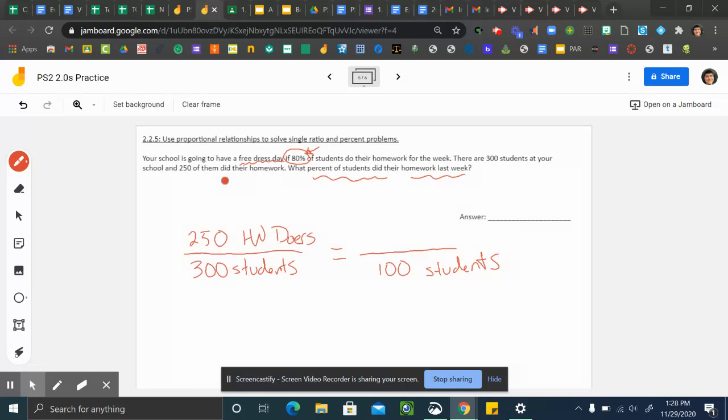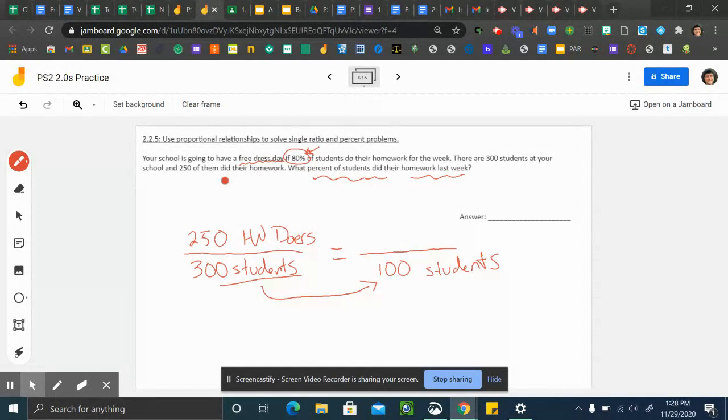right? And so we could say, how do we go from 300 to 100? Well, we can't subtract 200. That doesn't make sense. You can't take away 200 students because taking away 200 homework doers would be a 1-to-1 ratio. That would be 100%. That's not fair. That's not the same percentage. That's not an equal ratio.